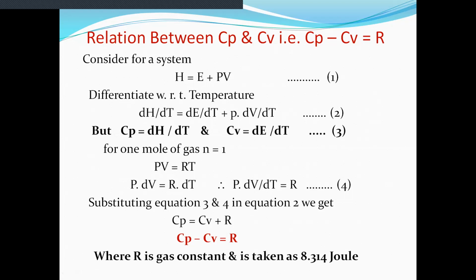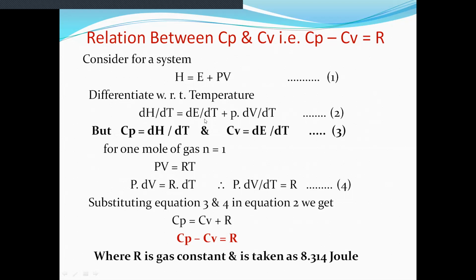Now see, what is from equation 2, 3 and 4? Now what is equation 2? dH upon dt is equal to dE upon dt plus P into dV upon dt. Now what is the value of this dH upon dt? dH upon dt is nothing but Cp, as we have seen in the definition, that is Cp is equal to dH upon dt. And what is the value of Cv? Cv is nothing but dE upon dt.